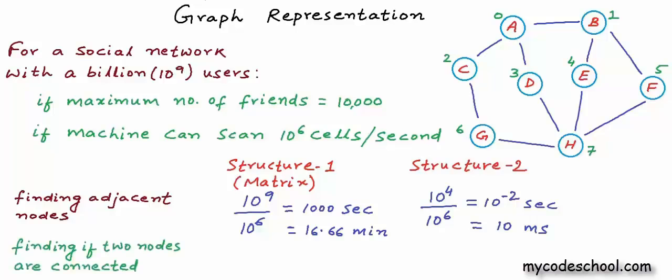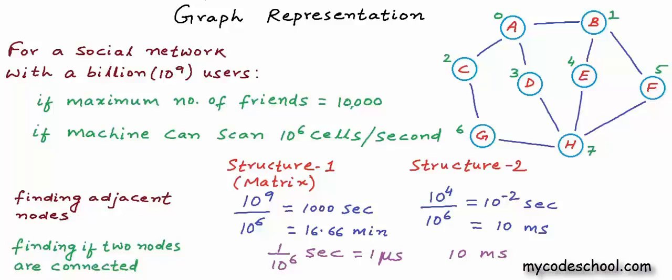Now let's try to deduce the cost for the second operation, finding if two nodes are connected or not. In the case of an adjacency matrix, we would know exactly what cell to read. We would know the memory location of that specific cell, and reading that one cell would cost us 1 upon 10 to the power 6 seconds, which is 1 microsecond. In the second structure, we would not know the exact cell. We will have to scan a row. So once again, the maximum time taken would be 10 milliseconds, just like finding adjacent nodes.